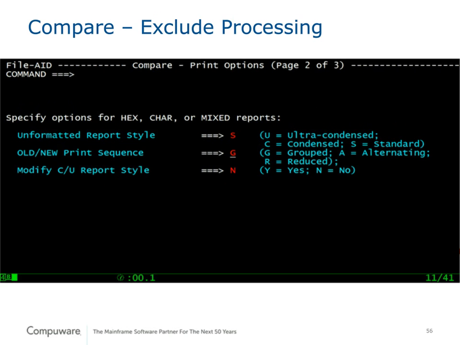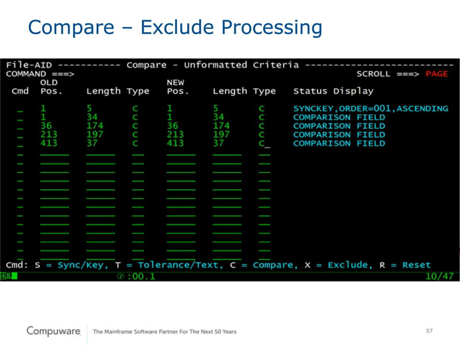Put our report style in here. I'm going to use grouped. And here's where we're going to put in our comparisons. In this case, I'm in release 10.2, and in this particular example, I don't want to include certain bytes in the compare because I'm expecting those to be different.